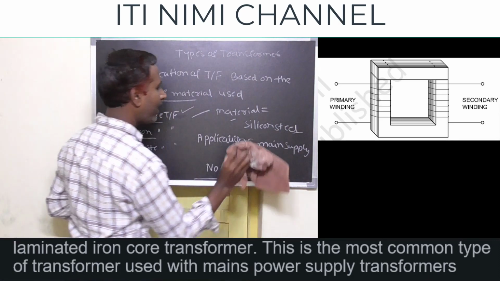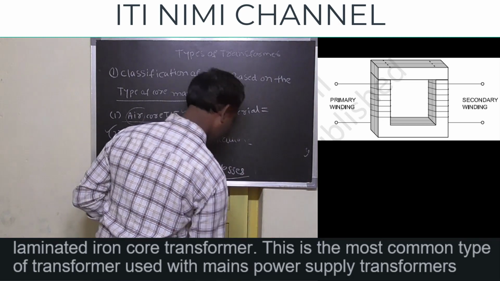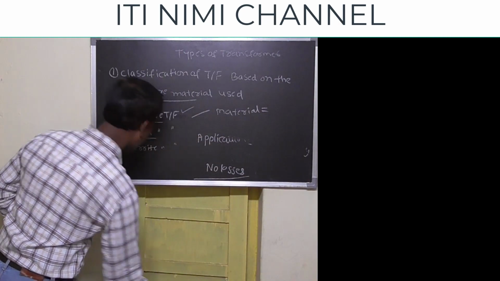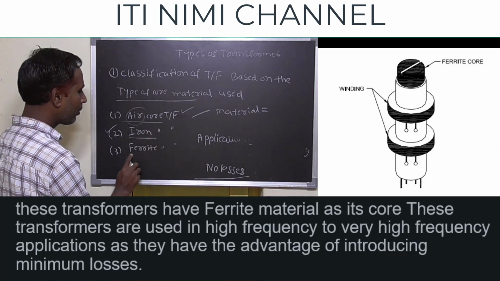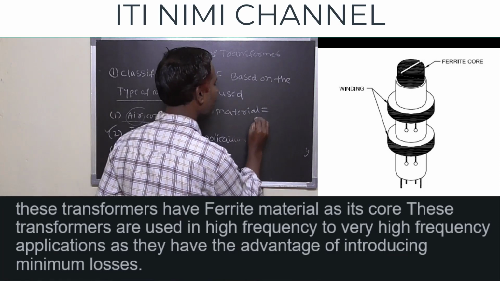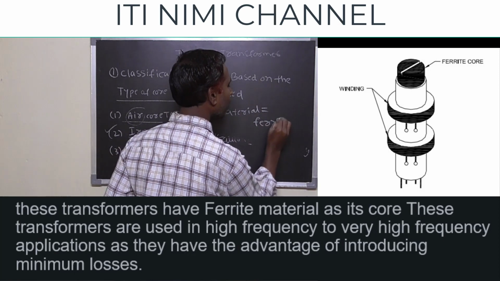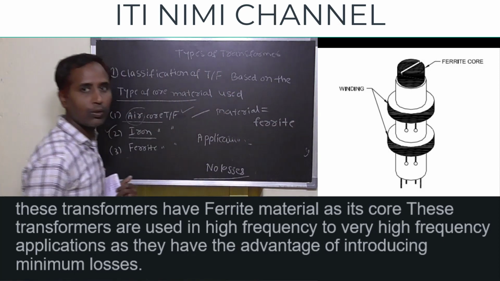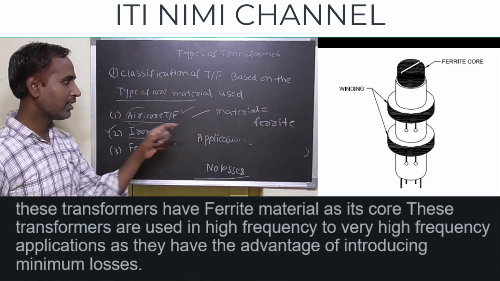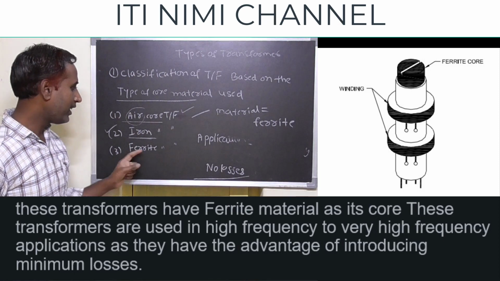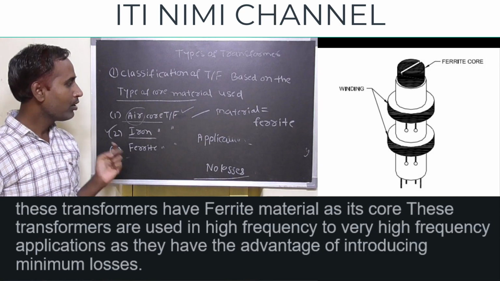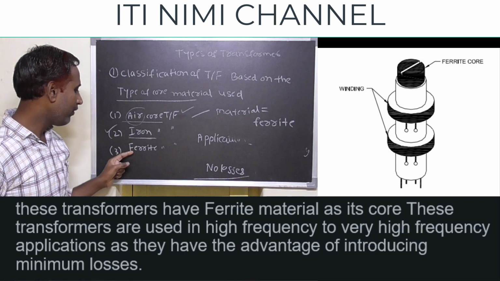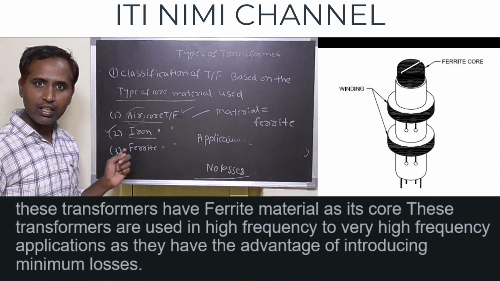So next is ferrite type transformer. In ferrite type transformer, the transformer core is ferrite. Which material is used? Ferrite is used as a material of core. Ferrite is a core material for ferrite type core transformer. This is very important. So where the ferrite type transformers are used?